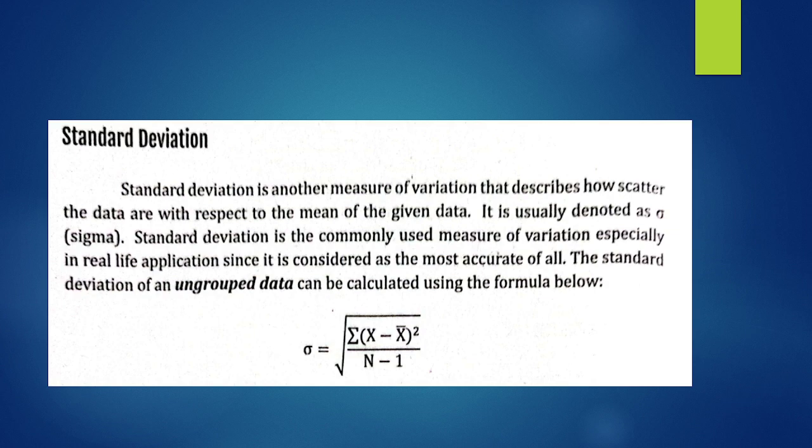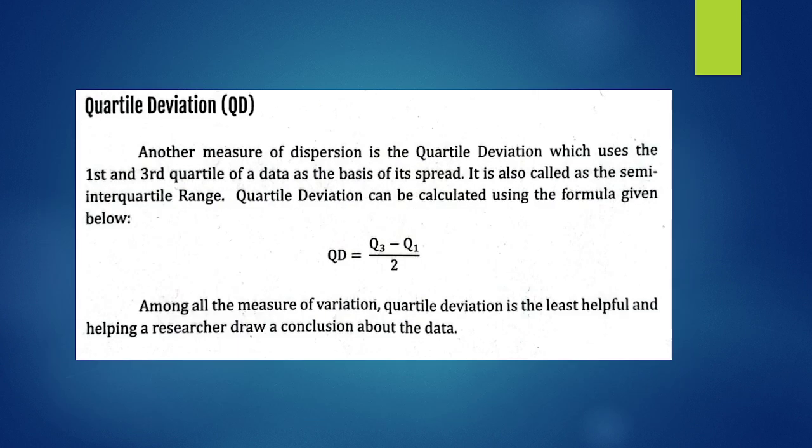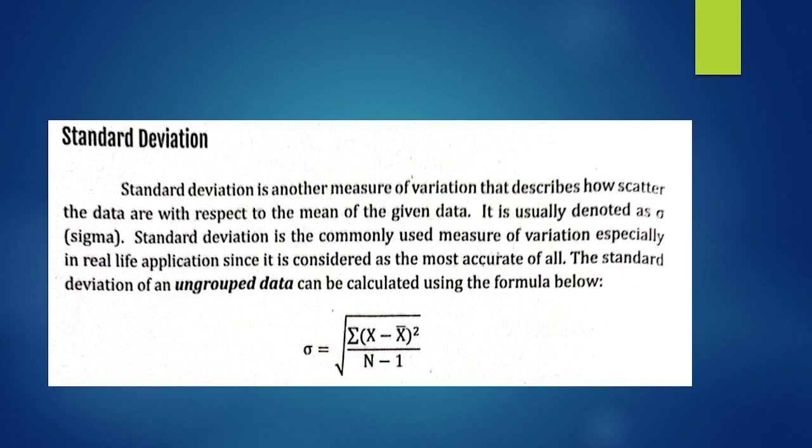Another deviation is what we call standard deviation. Another measure of variation is what we call standard deviation. Standard deviation is another measure of variation that describes how scattered the data are with respect to the mean of the given data. So, in Bisaya, standard deviation is the measure of how scattered our data is, of course in respect to the mean or the average of the data.